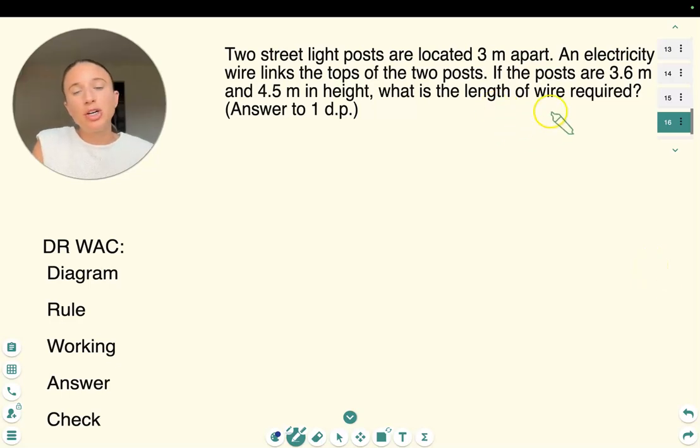Hello, in this video we are going to look at another couple of applications of Pythagoras in 2D.